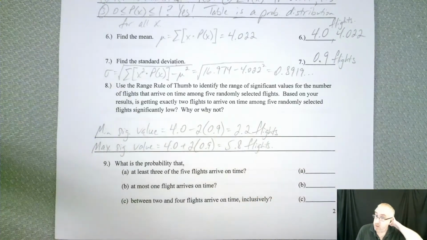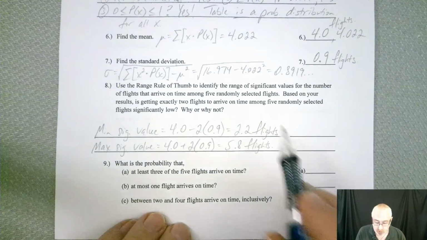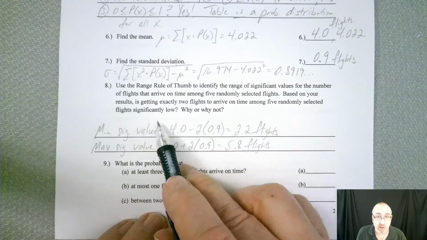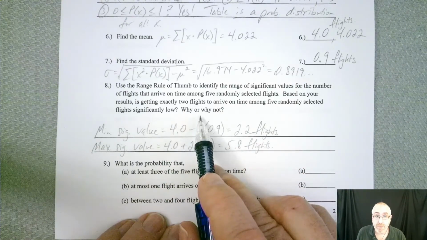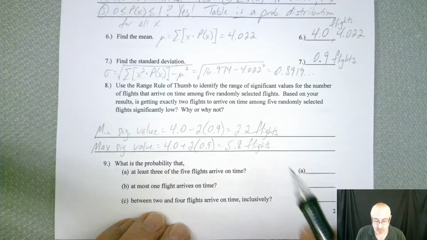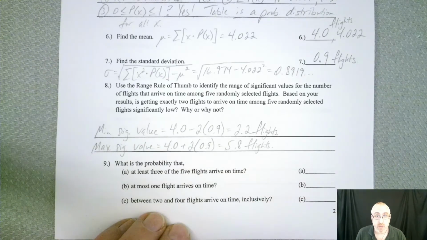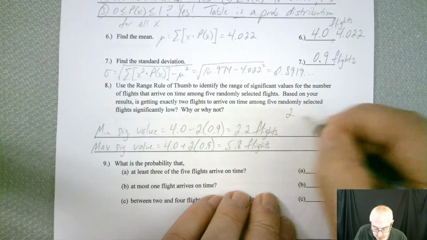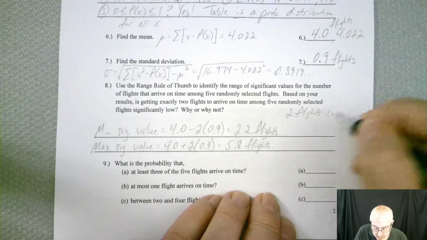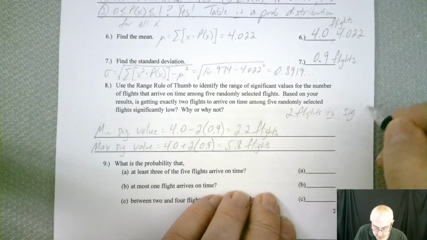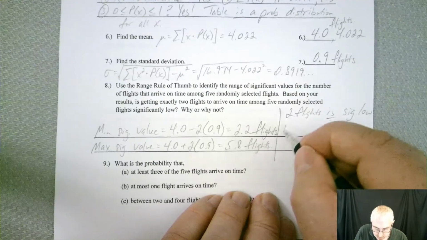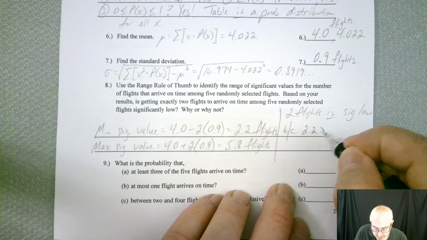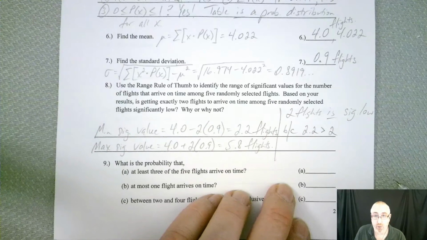flights. So now that we have those cutoffs, what can we say about 2 flights? Is 2 flights significantly low? Why or why not? What do you think? Here are our cutoffs. You should be saying it is significantly low. So 2 flights is significantly low because 2 is less than 2.2.